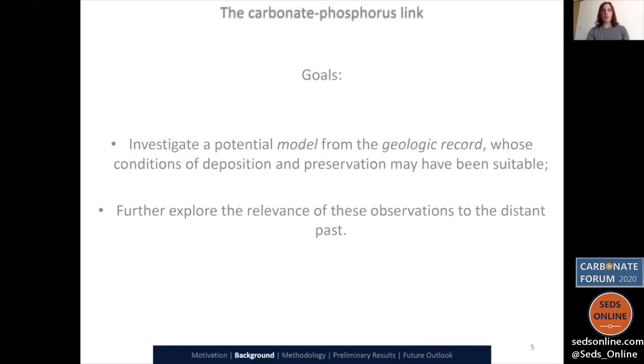Therefore, the goals of this study are to investigate a potential model from the geologic record whose conditions of deposition and preservation may have been suitable for us to test these hypotheses, and also to further explore the relevance of these observations to the distant past.